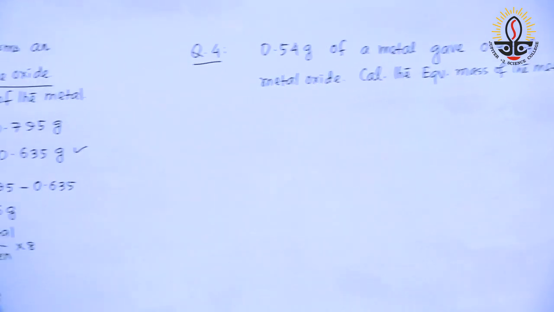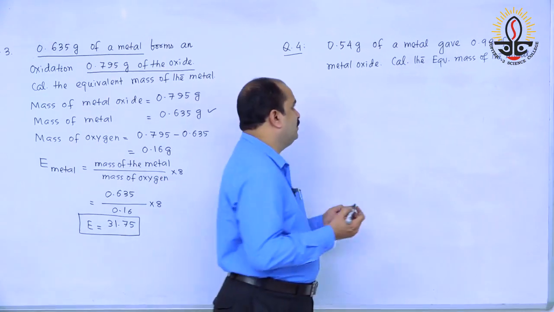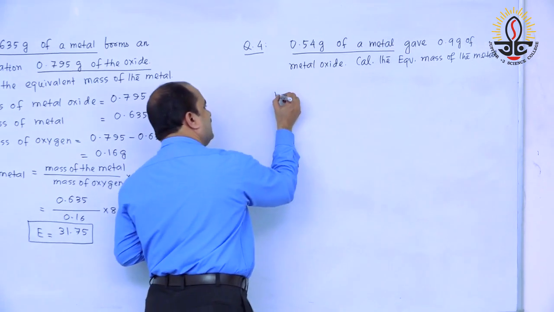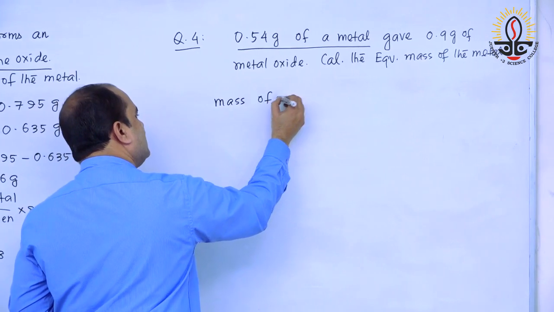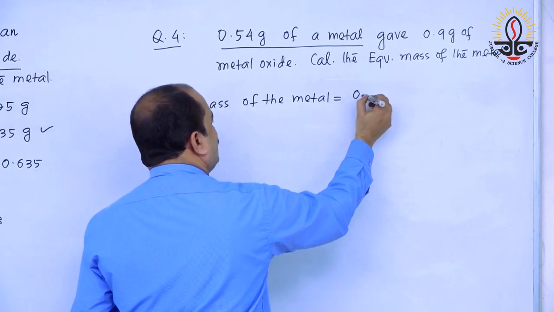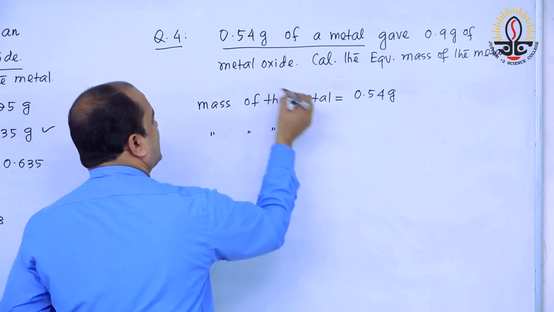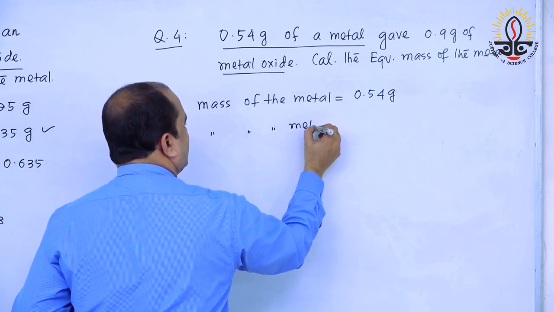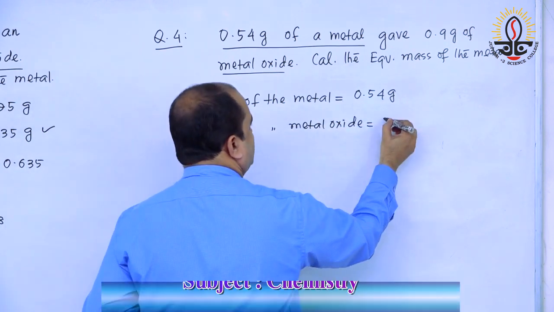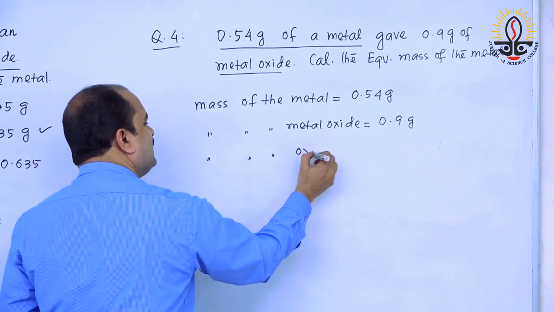Dear students, equivalent mass of the metal, how to determine? Mass of the element per 8 gram. So here the weight of the metal is given, so the mass of the metal is equal to 0.54 gram, and the mass of metal oxide when the metal undergoes oxidation is 0.9 gram. We have to find out the mass of oxygen.